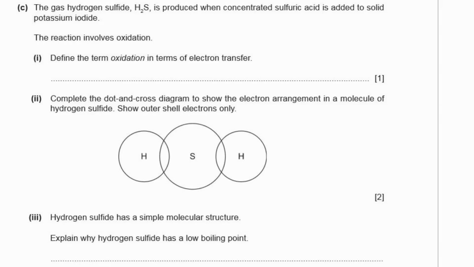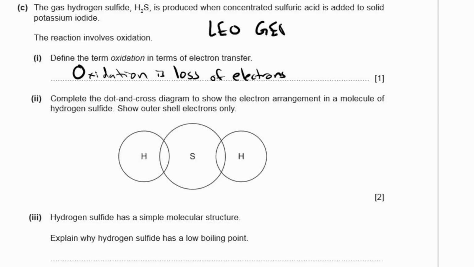Okay, so whenever you're looking at define the term oxidation, sometimes I say it in terms of oxygen. Is it gain or loss of oxygen? Sometimes it's in terms of electron transfer. Okay, so oxidation is loss of electrons. I always remember the old saying, this is what my teacher taught me when I was in high school. Leo, the lion, says grr. Loss of electrons is oxidation, gain of electrons is reduction. That's the way that I always remember it.